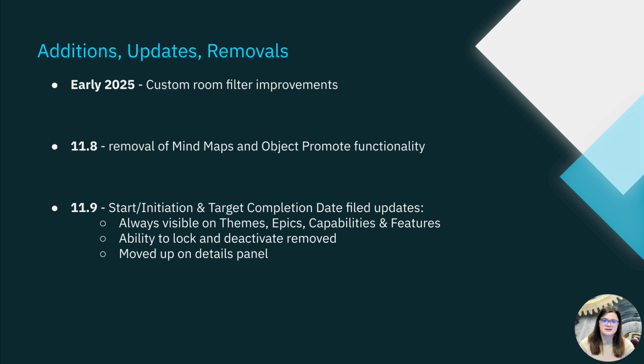In version 11.9, scheduled for March of 2025, Atlassian will be making several changes to the start, initiation, and target completion date fields for our themes, epics, capabilities, and features. These changes will include that the fields will be set to always visible across all 4 work items. If you've previously hidden these fields, they will now be visible to all of your users. Additionally, the ability to lock and deactivate these fields will be removed, and the fields will be moved up on the details panel. Historically, these fields have been under the full details expand panel on the work items, and now they will be moved up under the program increment field, making them easier to locate.